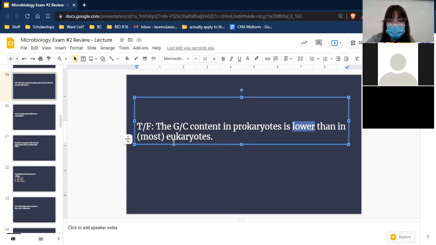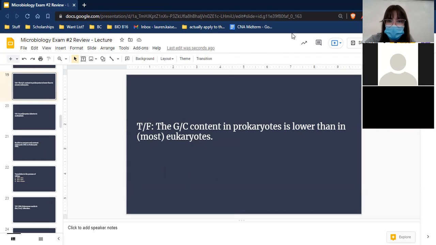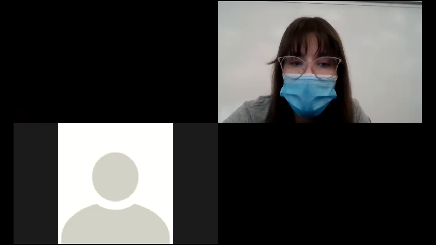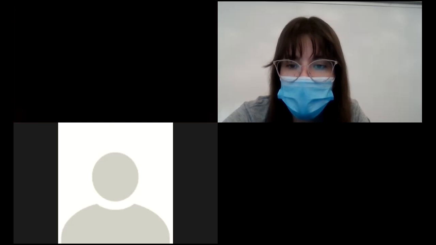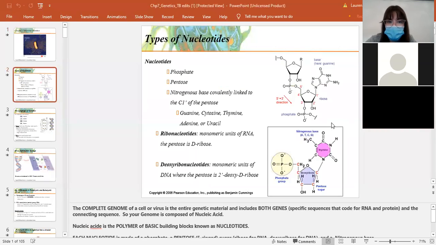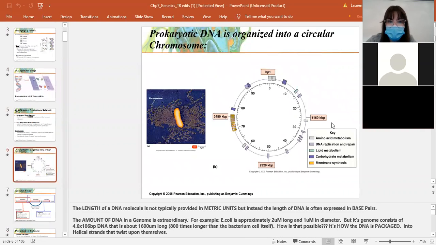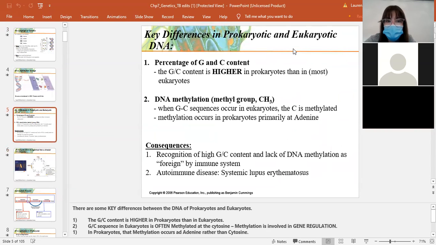You can see that on this one slide in chapter 7 that shows you the key differences between prokaryotic and eukaryotic DNA. So the GC content is higher in prokaryotes than in most eukaryotes. Another thing is the DNA methylation: C is methylated in eukaryotes rather than A. So eukaryotes is C, prokaryotes is A.